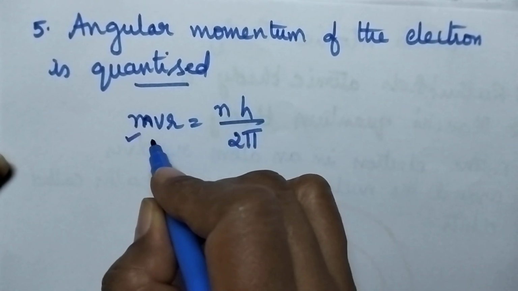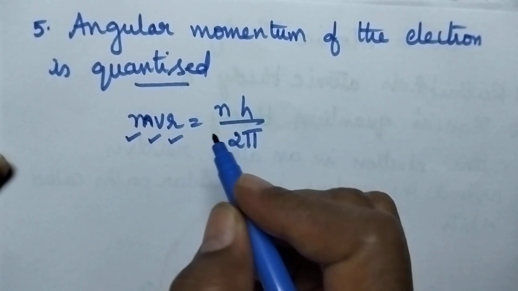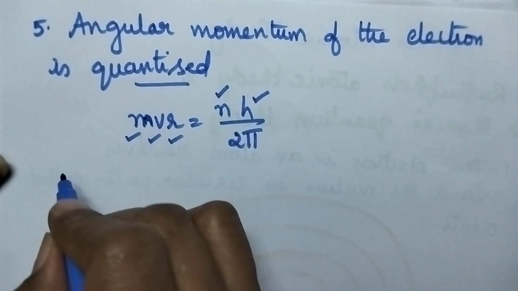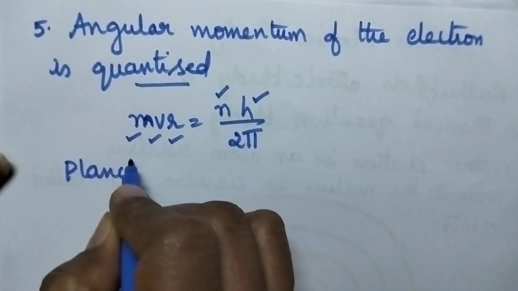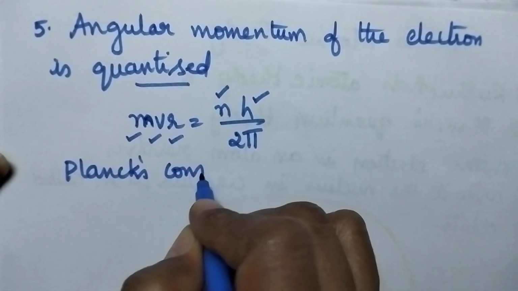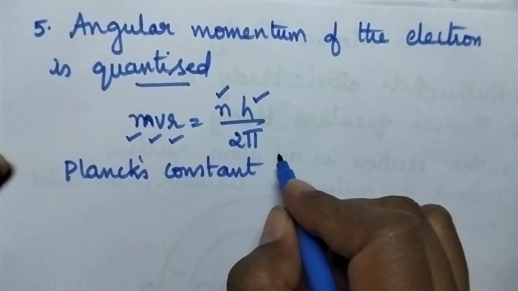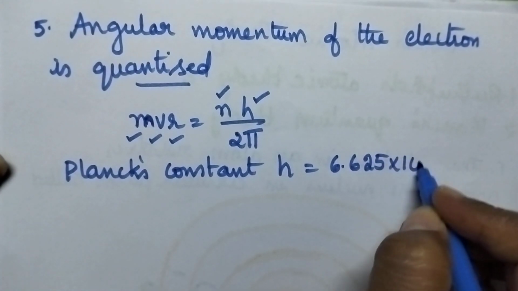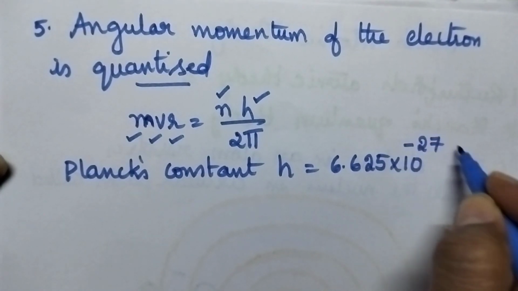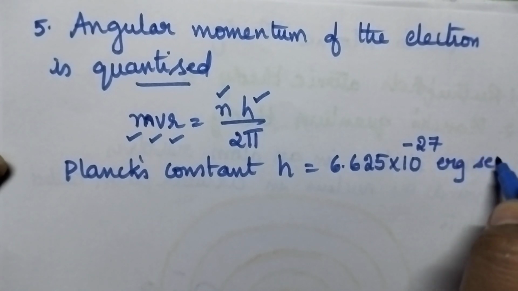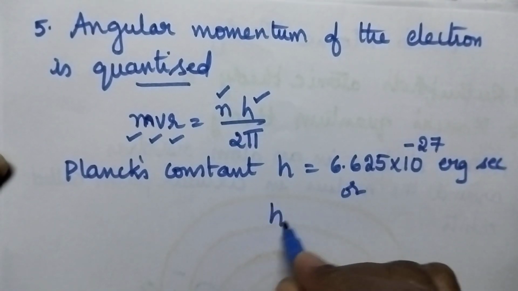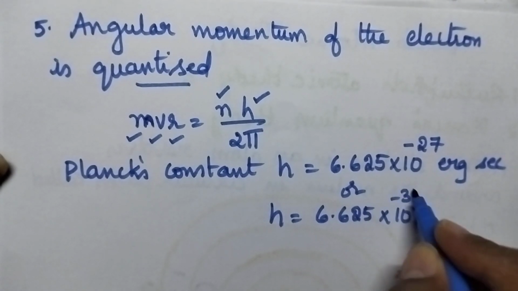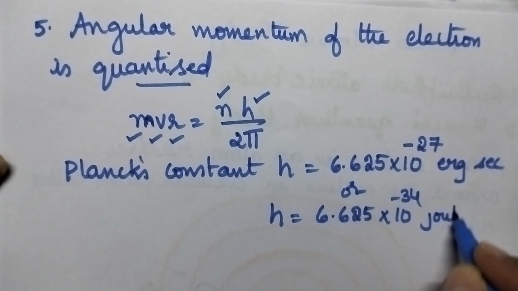m is the mass of the electron, v is the velocity of the electron, r is the radius of the orbit, n is the orbit number, h is Planck's constant. So h is equal to 6.625 into 10 power minus 27 erg second, or it can also be expressed as 6.625 into 10 power minus 34 joule second.